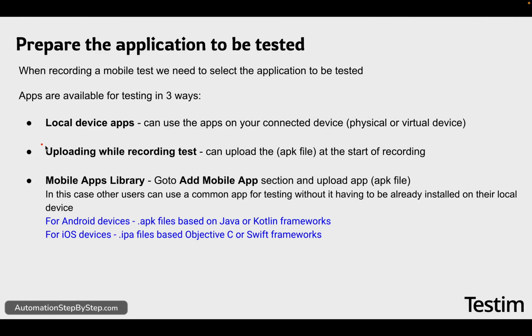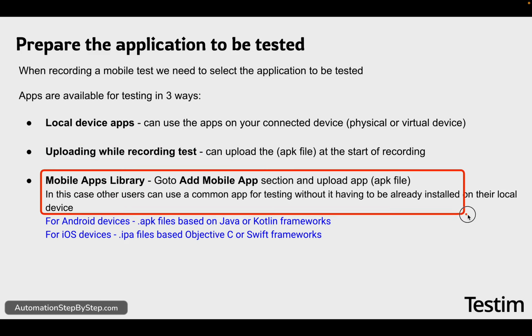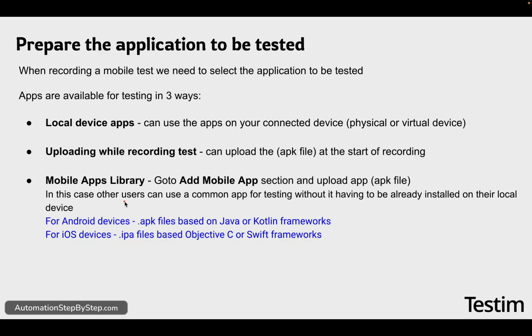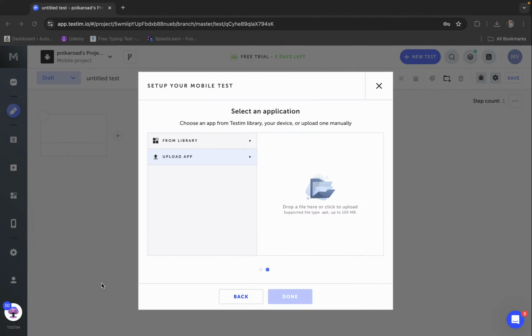In both of these options, uploading while recording a test and using the mobile apps library, we use the APK file. The difference in this option is we can upload the file in advance, before we start recording the test or creating our steps, and make it available for testing. In this case the app is also available to other users, and it can be used as a common app for testing. The users do not have to have the application already set up or installed on their device. They can use it directly from this mobile apps library, and I will show you this in a moment.